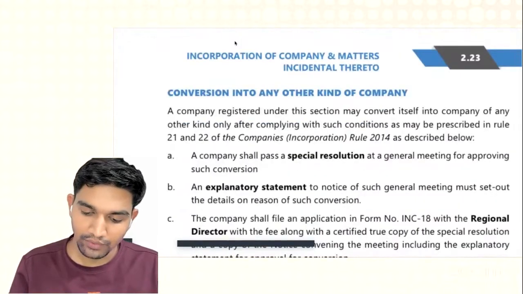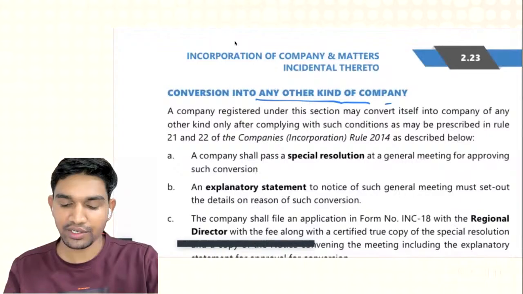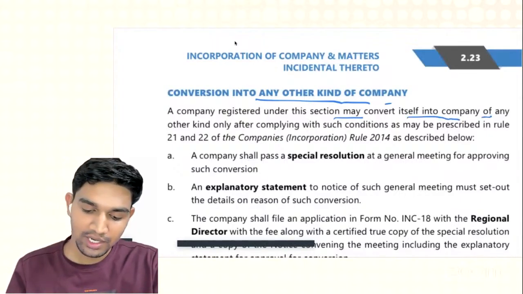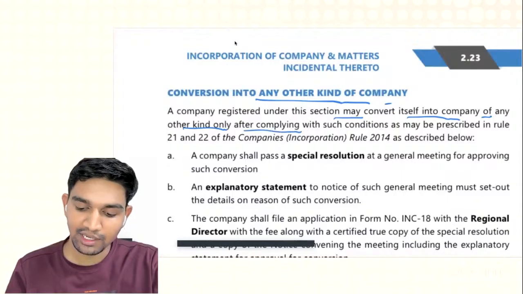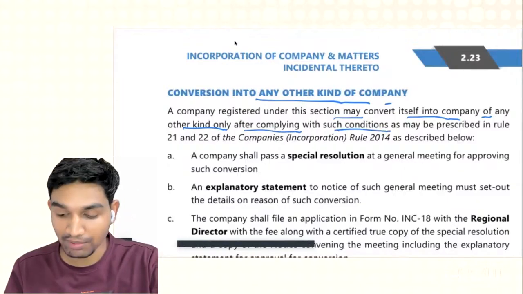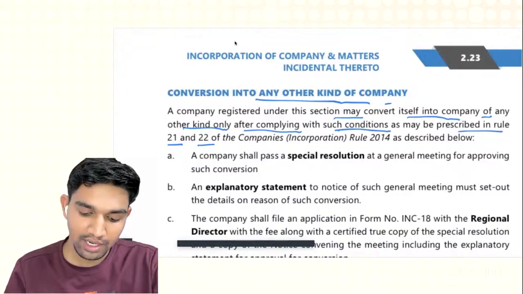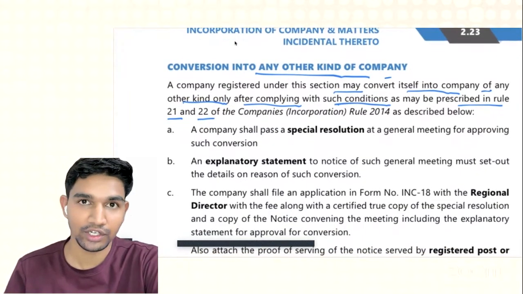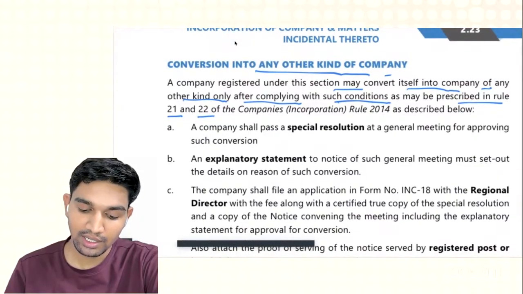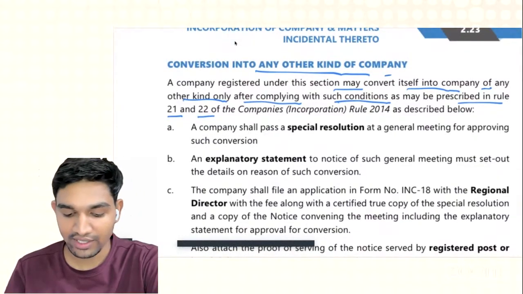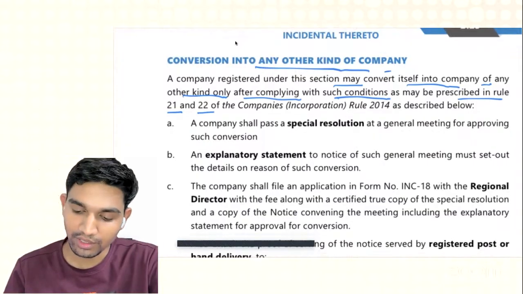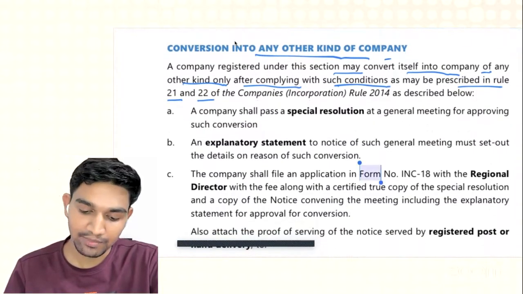Now, conversion into any other kind of company. A company registered under this section may convert itself into a company of any other kind only after complying with such conditions as may be prescribed in Rules 21 and 22. So if the company has to convert from Section 8 to any other form of company, it has to comply with Rules 21 and 22 of the Companies (Incorporation) Rules 2014, as described below.